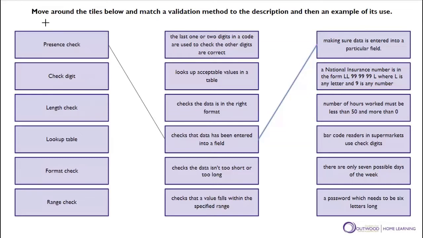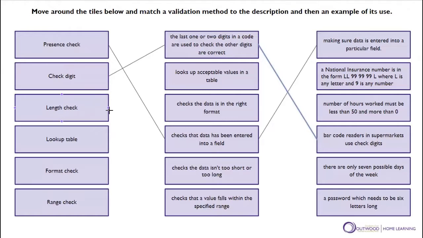The next one then will be check digit. So check digit is where the last 1 or 2 digits in a code are used to check the other digits are correct. So it does a mathematical calculation to make sure that the data hasn't been corrupted or tampered with. An example of that is a barcode reader in supermarkets. So the number below a barcode in a supermarket uses a check digit, and that checks to make sure that the previous digits before it are correct, so it is the right item being scanned.